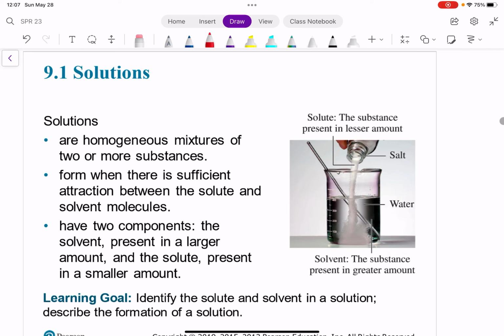So what are solutions? Solutions are homogeneous mixtures of two or more substances. And we said before, remember, our solute is the thing that's being dissolved in our solvent, which is the thing that we're dissolving something into. So in this case, our solute is salt, and we're dissolving that salt into our solvent, which is water. You could think of it like the solute is the thing we have less of, and the solvent is the thing we have more of, if that helps.